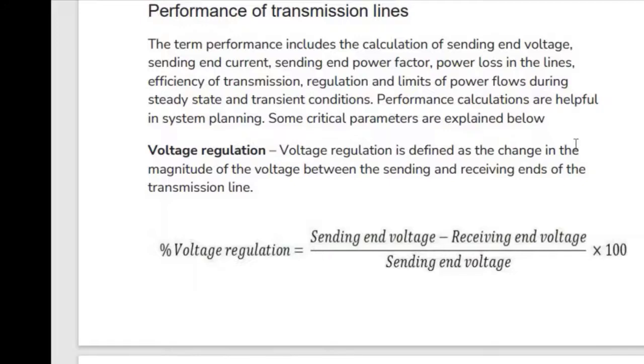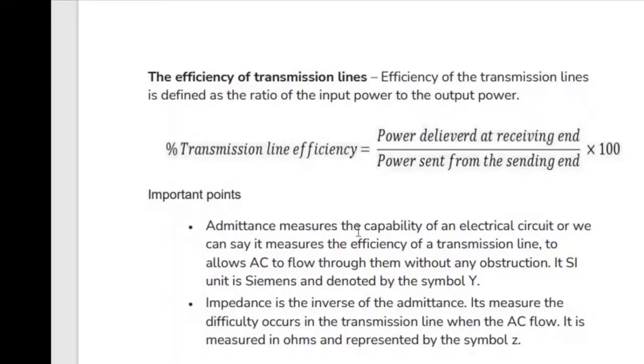Now, let's move to the next: the efficiency of the transmission line. Efficiency of the transmission line is defined as the ratio of the output power to the input power. By the law, the transmission line efficiency in percentage is equal to the power delivered at the receiving end divided by the power sent from the sending end, times 100%. So this is how we can find out the efficiency of the transmission line.